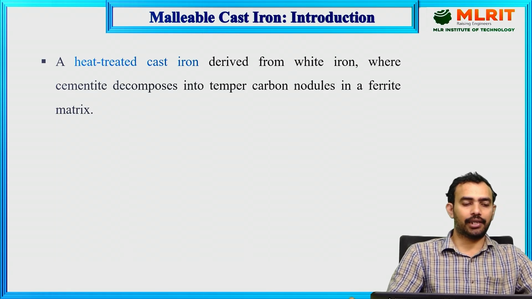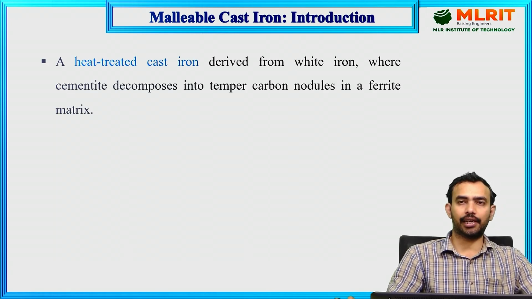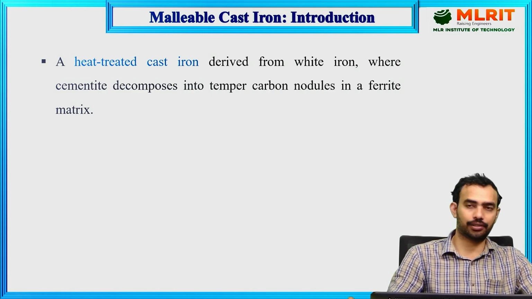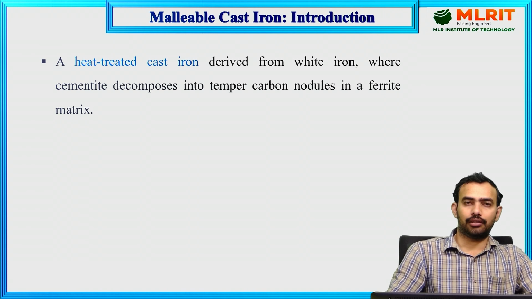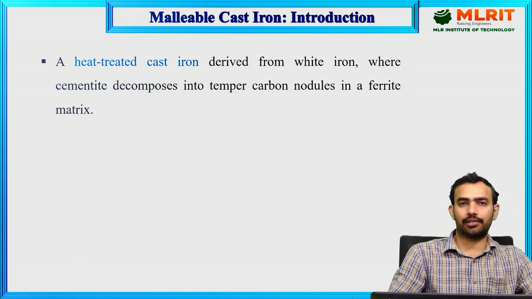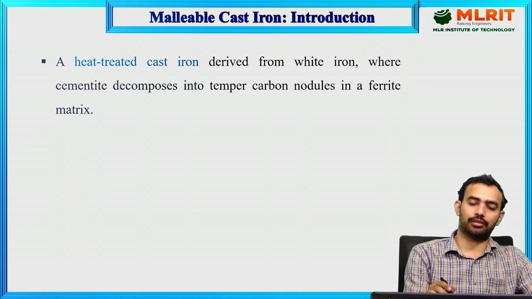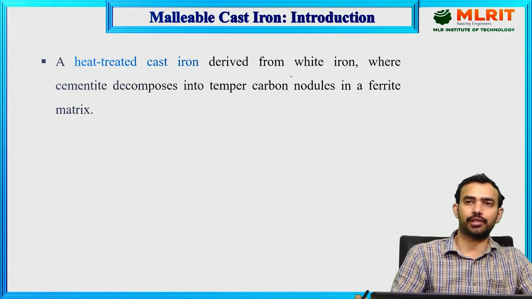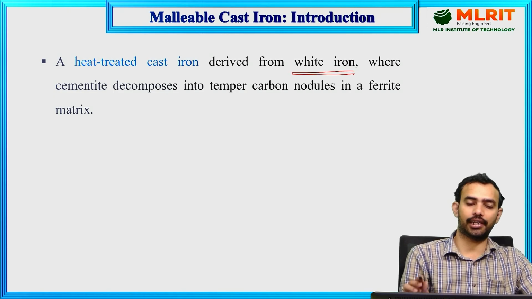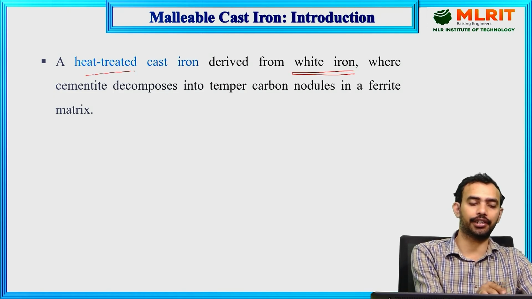So malleable cast iron is a heat treated cast iron which is derived from white cast iron. As we have discussed in the previous class, plain white cast iron can be the source for producing malleable cast iron. So our starting material is white cast iron, and we heat treat it so that we get the malleable cast iron.